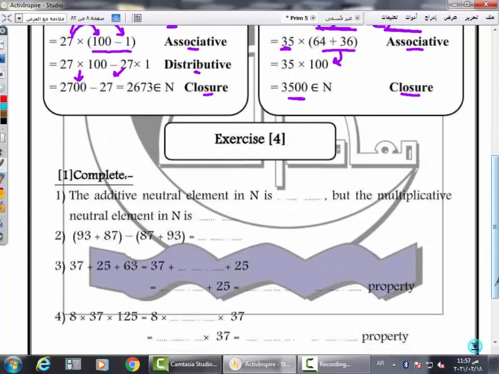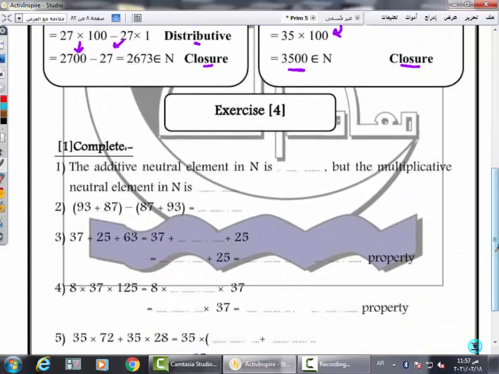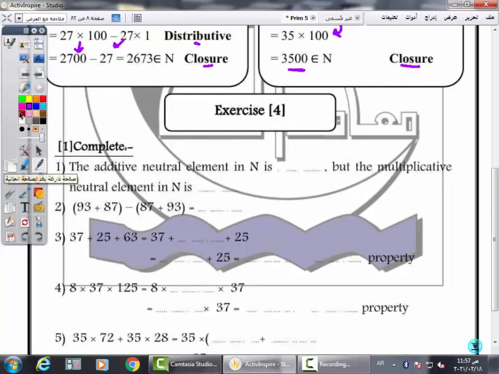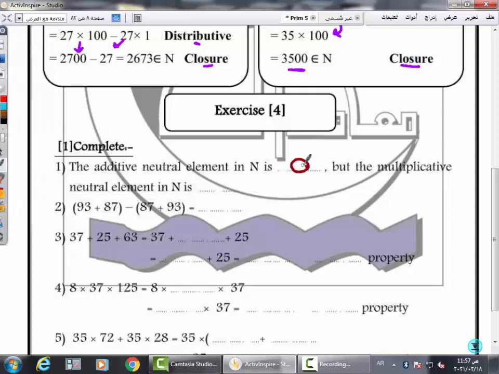Let's solve this exercise. Complete. The additive neutral element in natural is 0. What's the number which can't change the number? The number is 0, but the multiplicative neutral element in natural is 1.